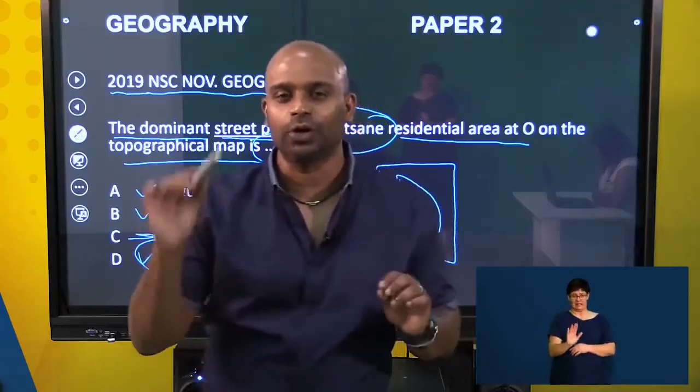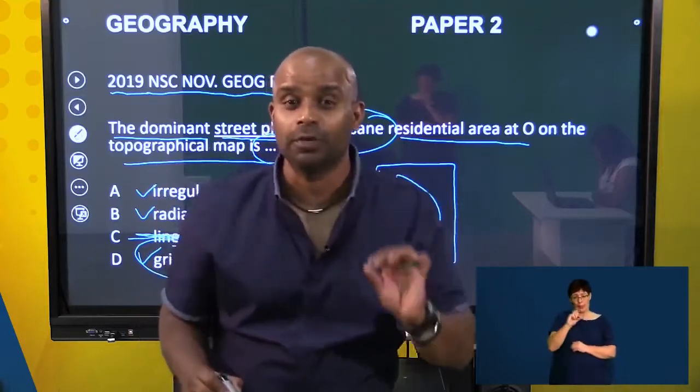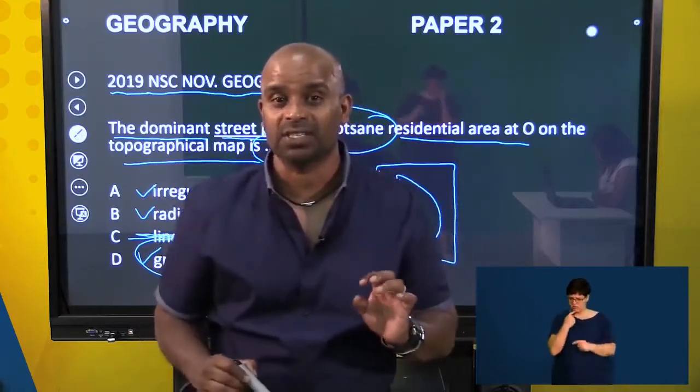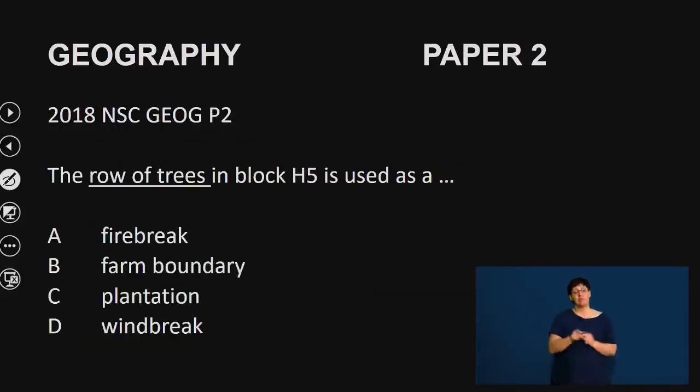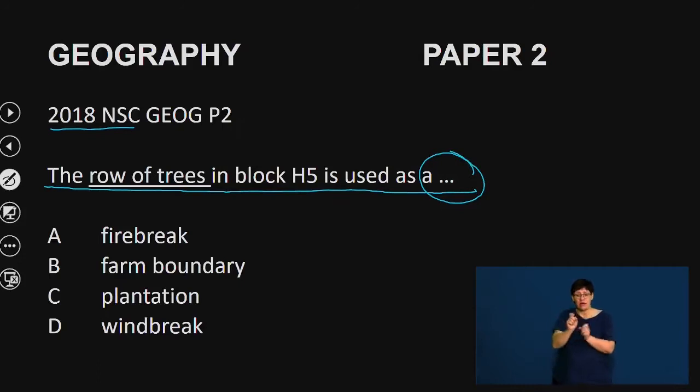It could be that your small letters could be confusing to the person that's marking your script. Let's look at another example. In this particular example, we're looking at the 2018. Again, note the following. Your stem ends with an ellipsis. That means either one of A, B, C, or D, the options, matches the stem.